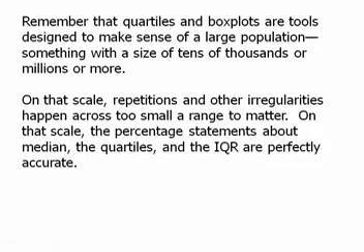So on that scale, repetition and other irregularities happen across too small a range to matter. So yeah, if we look across the whole population, there are going to be coincidences where maybe 2 different people have the same income or something like that. But those small repetitions are going to be too small to matter in the grand sweep of the whole population. On that scale, the percentage statements about median and the quartiles and the IQR are 100% perfectly accurate.